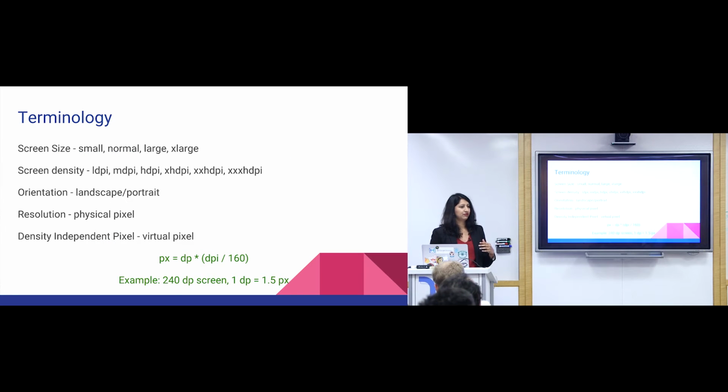So some terminology for those of you who are new to Android. I'm going to use some of this as we go. Screen sizes are basically from small to extra large. That's your phones to TVs. And screen density is LDPI up to XXXHDPI. Orientation is either landscape or portrait. Resolution is the physical pixels of the device. And density-independent pixels, or DIPs, are virtual pixels. And this is how you would convert dp to pixels. So if you have a 240 dpi screen, 1 dp equals 1.5 pixels.